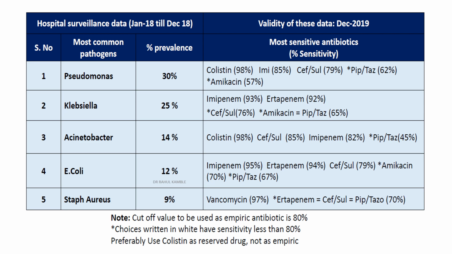And this is how the template looks like: the five commonest organisms, the five antibiotics with sensitivity, and the cutoff value. Now, what should be the cutoff value for selection of an antibiotic from the antibiogram? The cutoff value should be 80% for empirical therapy. So the antibiotic showing 80% sensitivity should be considered for this.